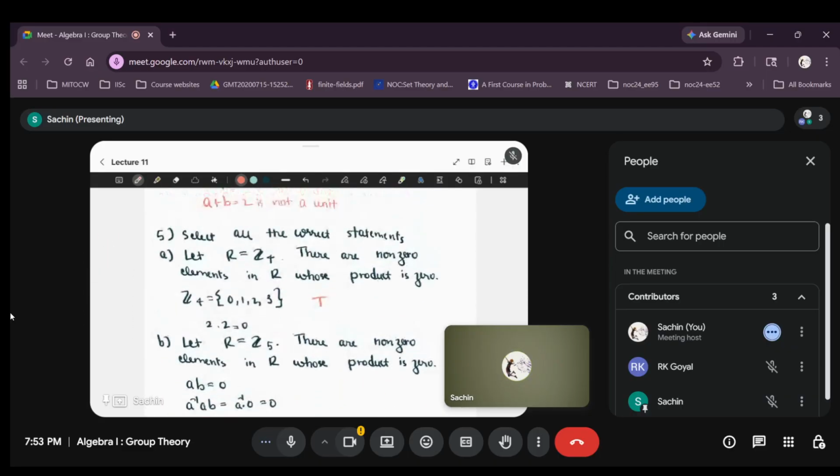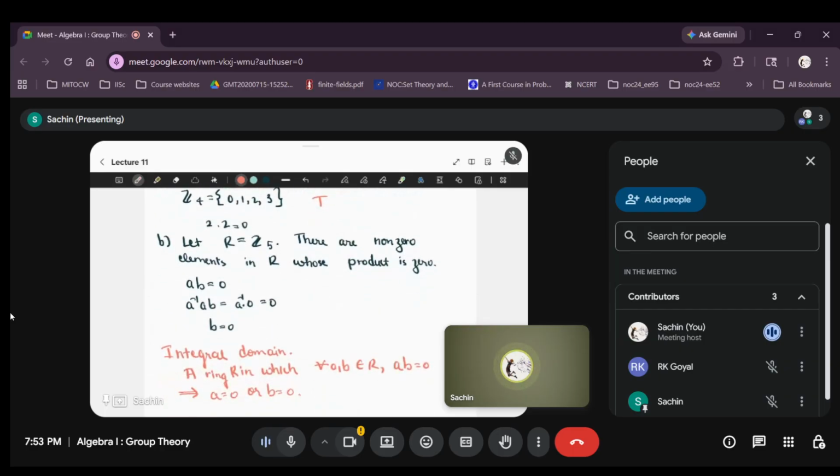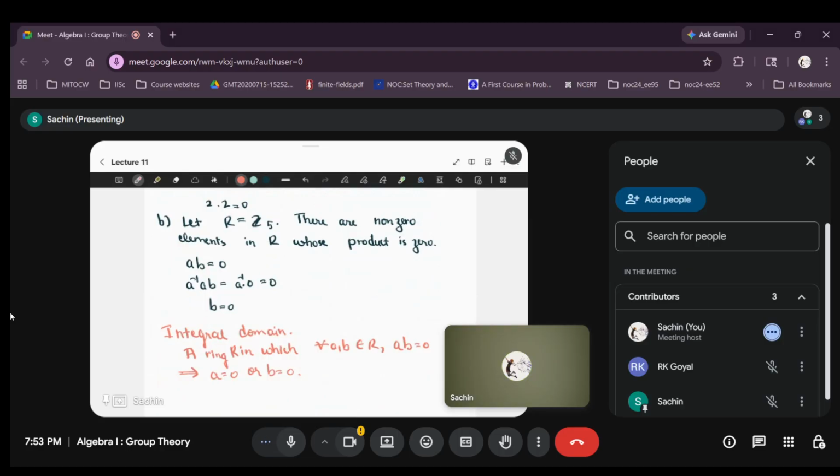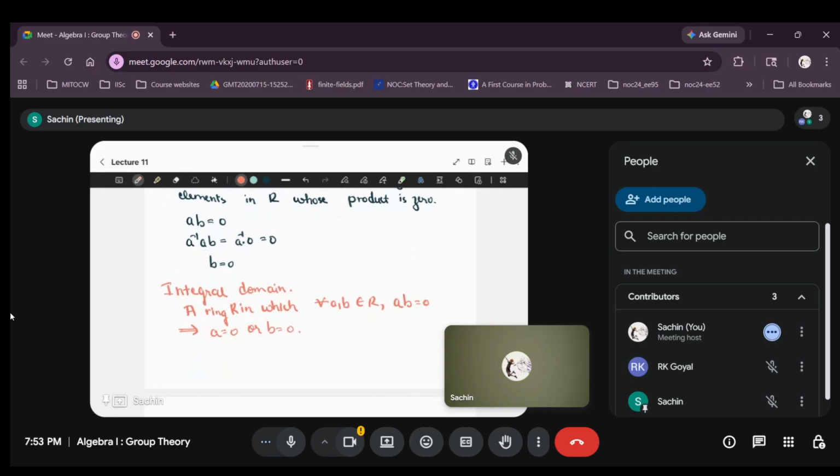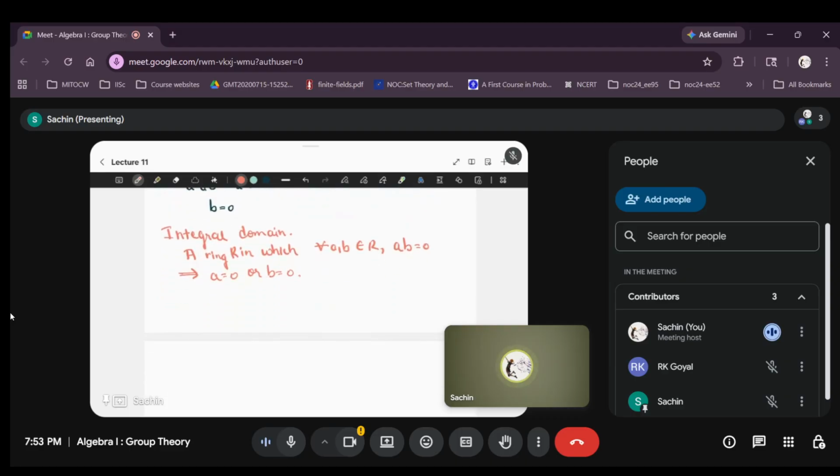So the converse is not true. All integral domains need not be fields, but all fields are integral domains. We already know that Z5 is a field, so it is an integral domain. But Z4 is not an integral domain. That we have to show separately by giving a counterexample. C is Z mod 4Z is a field, and D is Z mod 5Z is a field. Now obviously this is false and this is true.